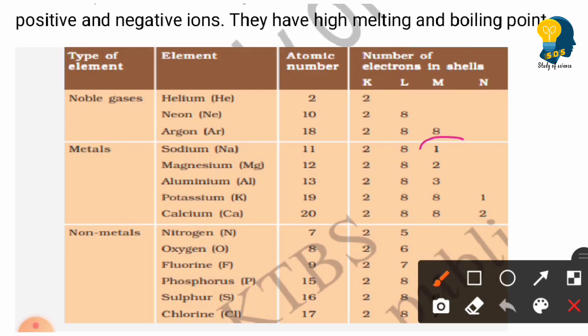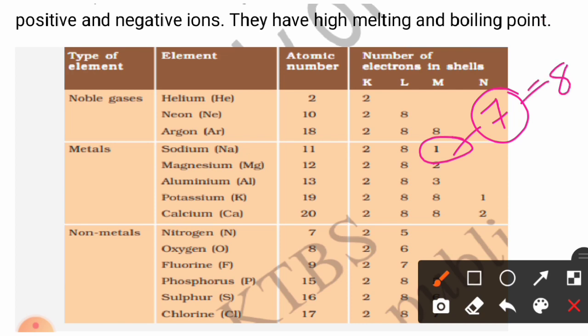The M shell of sodium has only 1 electron. If sodium has to become stable, its outermost shell needs 7 more electrons. If 7 electrons are added to the outermost shell, it will become 8, so it will become stable. So it can gain 7 electrons. Another method is that sodium can lose 1 electron and it can also become stable.